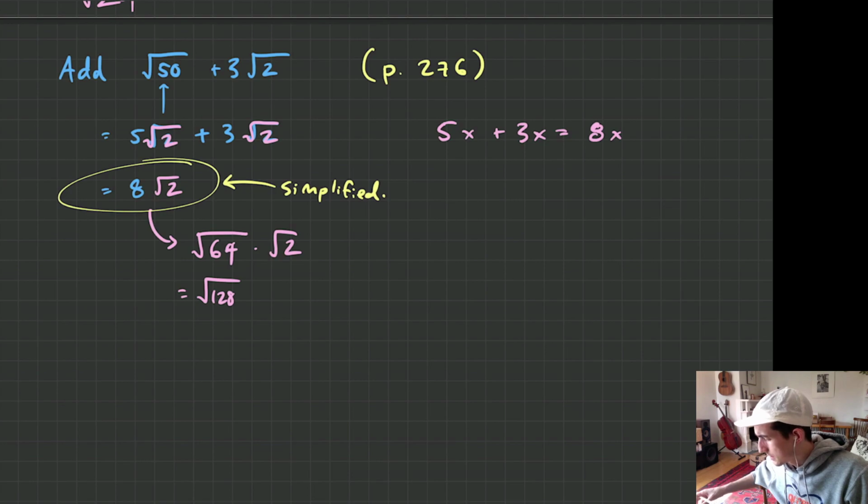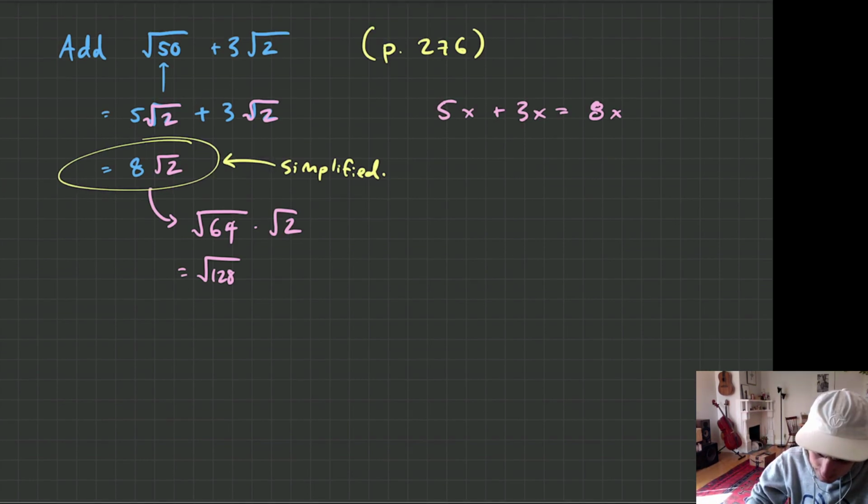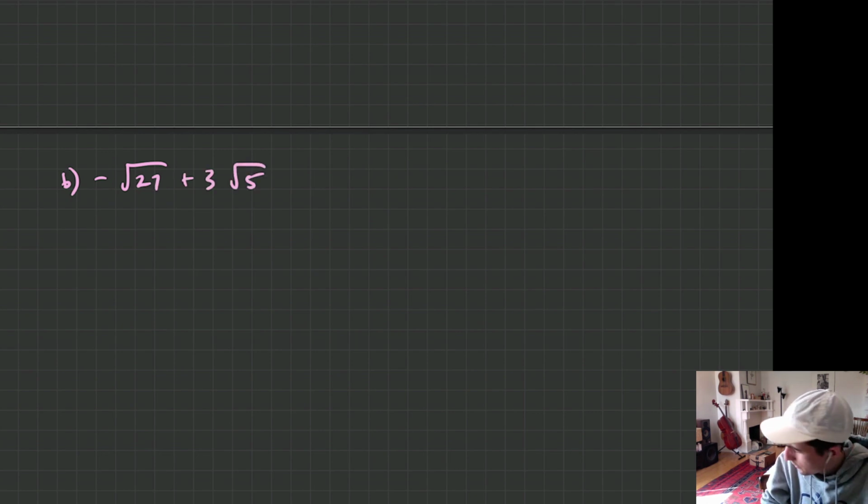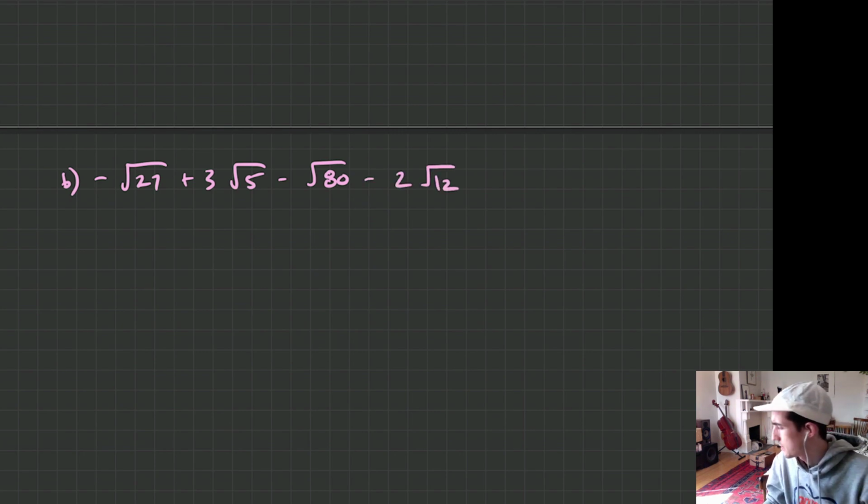Ooh, let's take a look at this one. This one's a little bit messier, but I think that's okay. So I guess the first one was part A, and this one is part B. Let's do negative square root of 27 plus 3 times the square root of 5 minus the square root of 80 minus 2 times the square root of 12. So this one is pretty hairy, but I think it's fine.